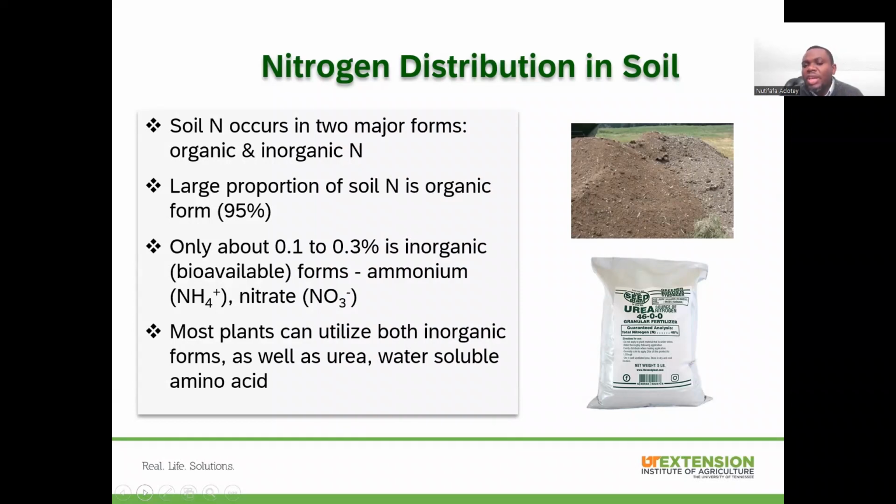bioavailable forms, or the inorganic forms. So this will be ammonium and nitrate. And these are, again, the main forms in which plants take up nitrogen. So most plants can utilize nitrate or ammonium, as well as very small quantities of urea and water-soluble amino acids.